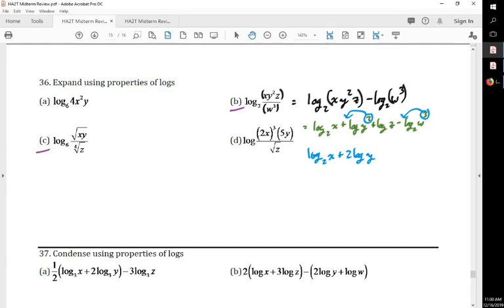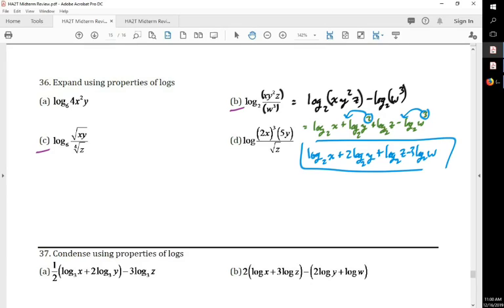2 of y. Wait, where did my base 2 go? I should have base 2 right there. Log base 2 of y plus, oh man, I'm forgetting all my base 2's here. And then we have log base 2 of z minus 3 log base 2 of w. And that would be your final answer for that one.